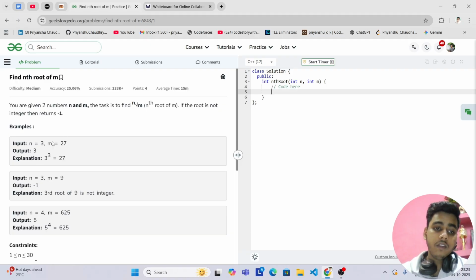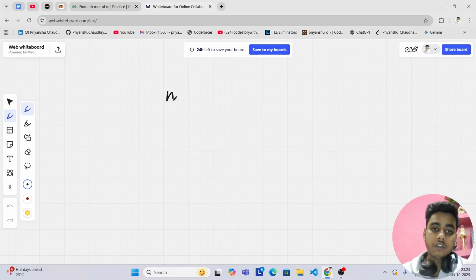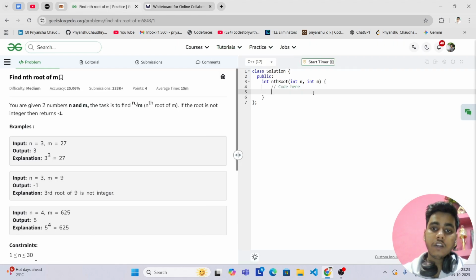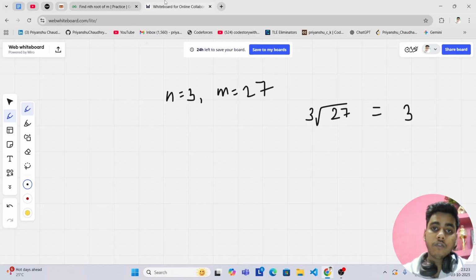If I take the example number 1, n is equal to 3 and m is equal to 27. So we have to find the cube root of 27. So cube root of 27, we all know, is 3. So the answer should be 3. But how will we find it here? How can we write an algorithm so that we can directly find nth root of m?